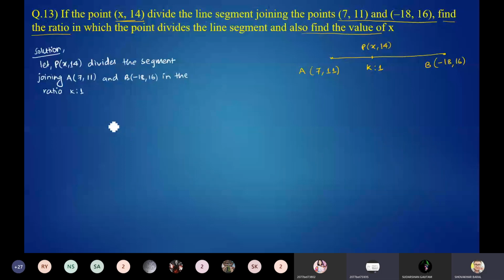I showed how k:1 comes in the previous class, so watch that video once. So let's suppose the first point is x1, y1: A is 7, 11, equal to x1, y1. B is -18, 16, equal to x2, y2. Okay, so by using the section formula, you can simply write m1 is to m2 is equal to k:1.